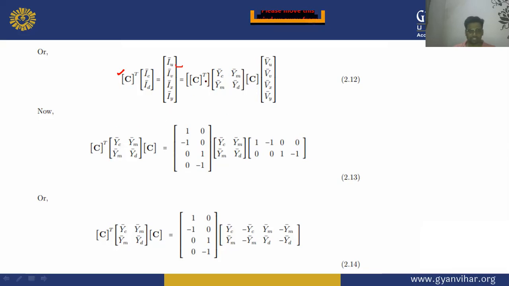These three terms can be solved separately. This is a transpose matrix, this is the original one, and this is one. So when I solve this, I will be getting this as 1 minus 1 0 0 1 0 0 1 minus 1, yc minus yc bar, ym minus ym bar, ym minus ym bar, yd bar minus yd bar. So let it be equation number 14.